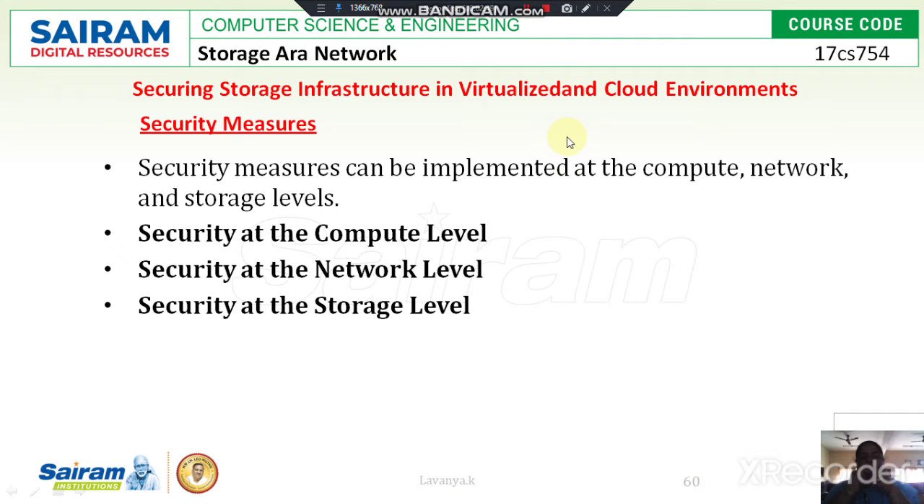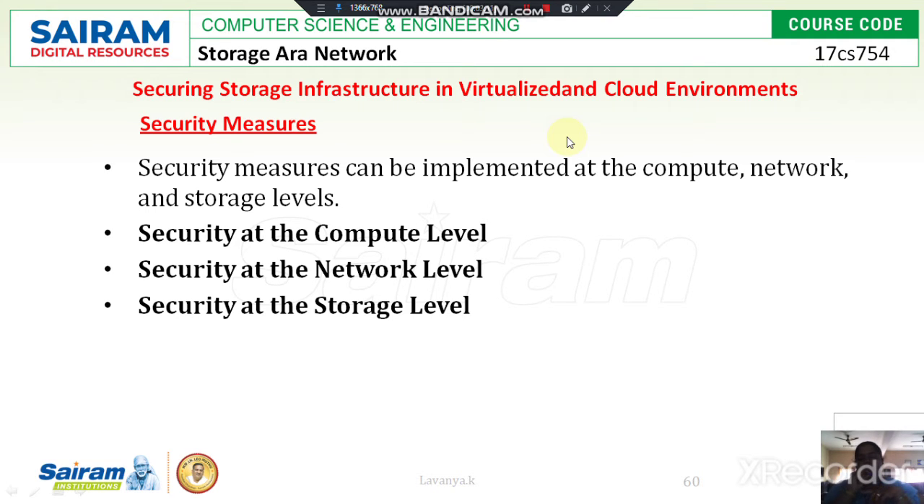So the second one is security measures. We implement security measures at different computing levels: compute level, network level, and storage level. These are the three levels at which we measure security.